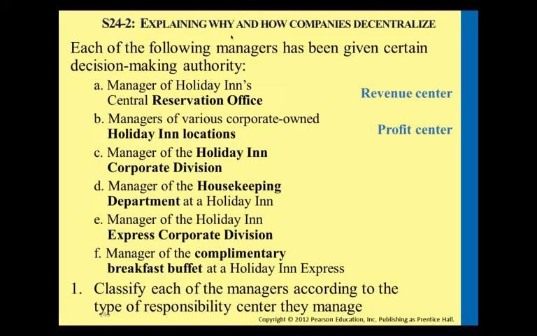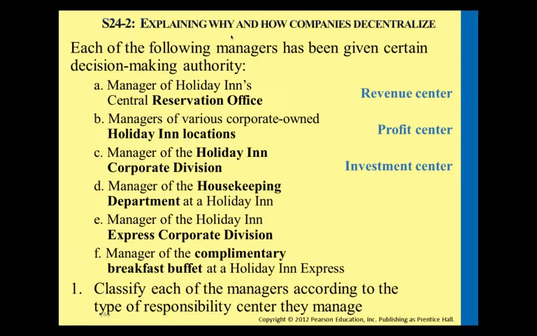It's a higher level, right? So we have a manager on the level of a corporate division. He is unlikely to be responsible for creation of the profit, right? Maybe managing the investment. Okay. Manager of the housekeeping department at the Holiday Inn. Cost. Why is it a cost? They manage over an expense.